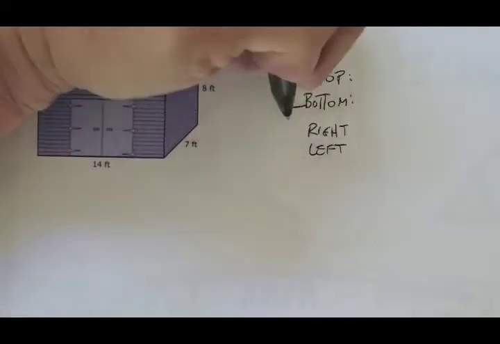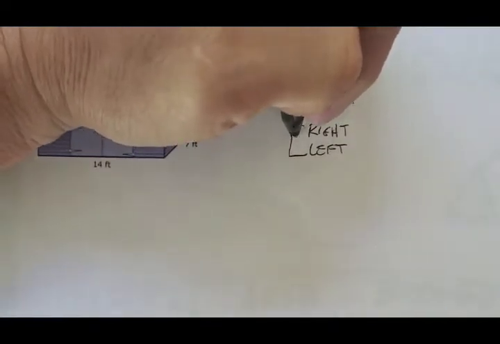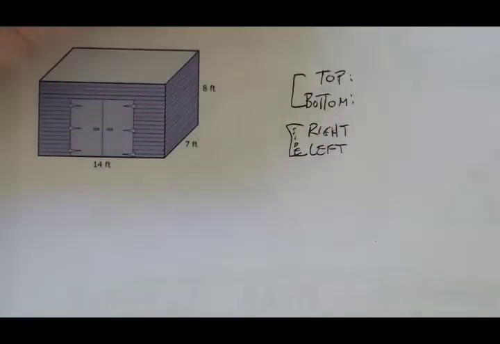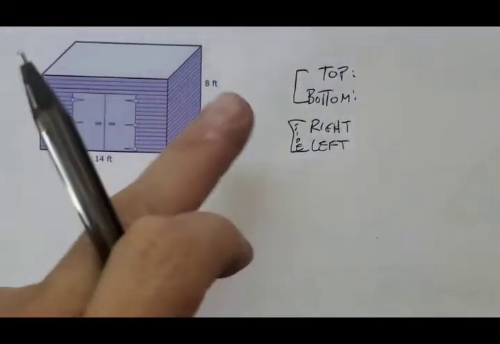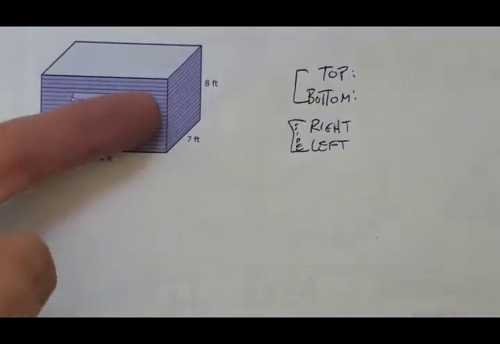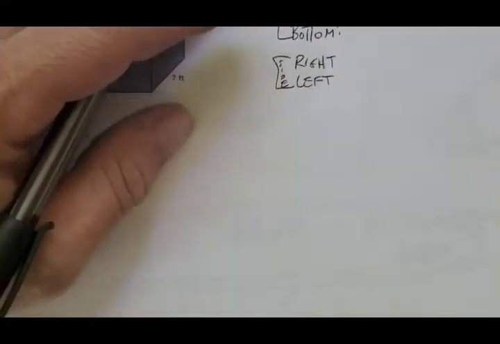And the reason I'm bracketing these together is so I remember that they're exactly the same measurements. And then the only part that I've left off is, well, I've got the top and the bottom, I've got the right and I've got the left. I need to calculate the surface area of the front wall, and then that means there's a back wall. Okay?